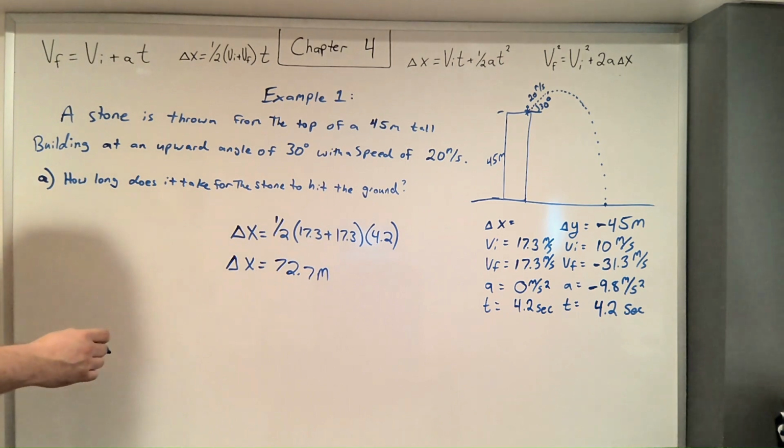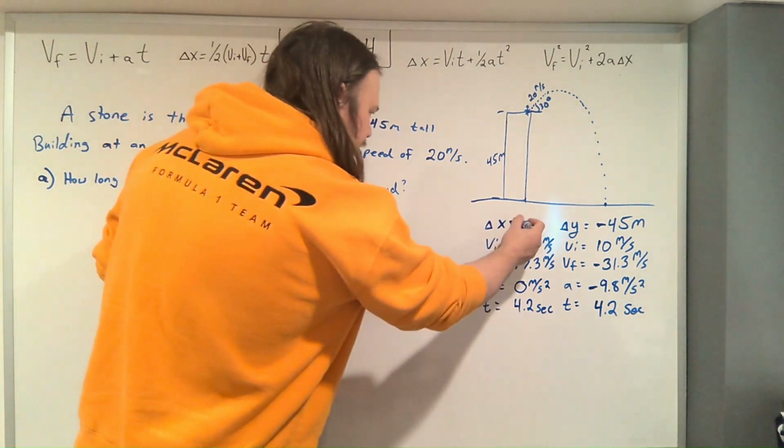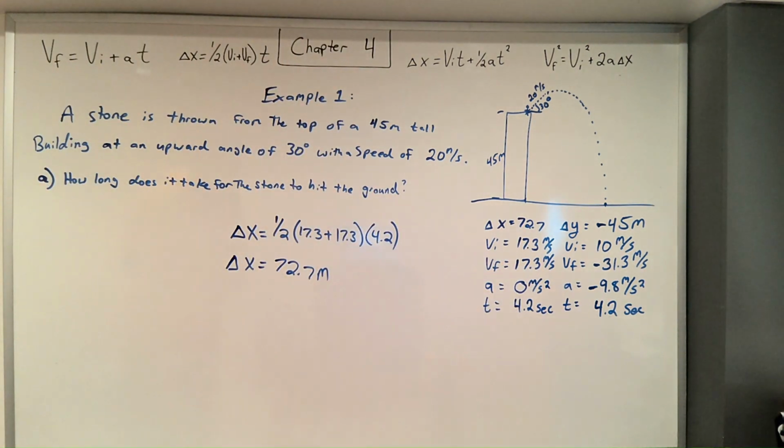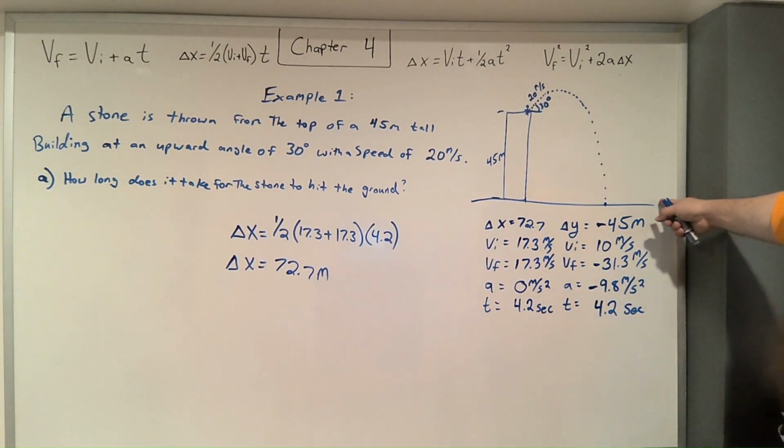Okay. And we look at it and go, does that seem right? 72.7 meters. Well, the building's about 45 meters high, so I don't think my drawing is super accurate there. But it is in the ballpark region, right? It would actually be somewhere out in here, I think, is more where the stone would go.